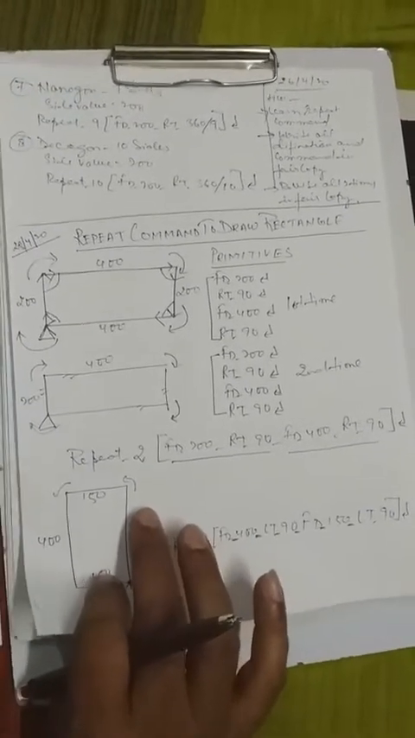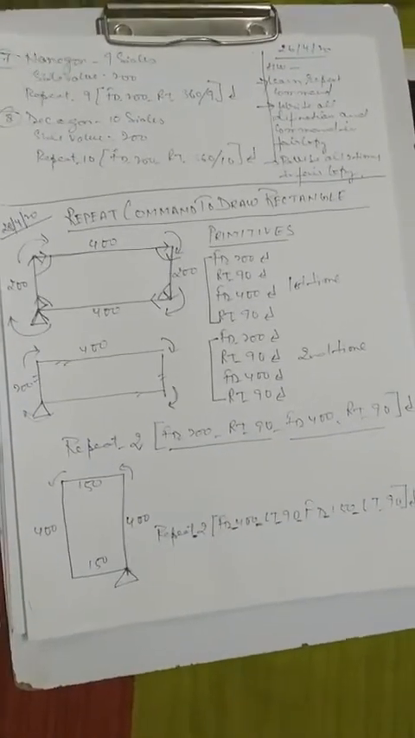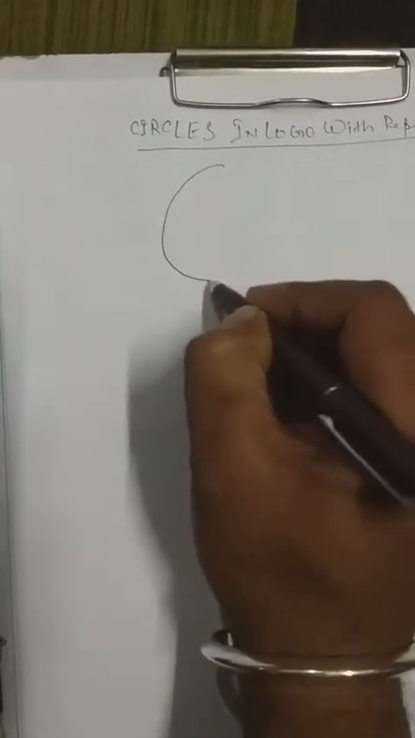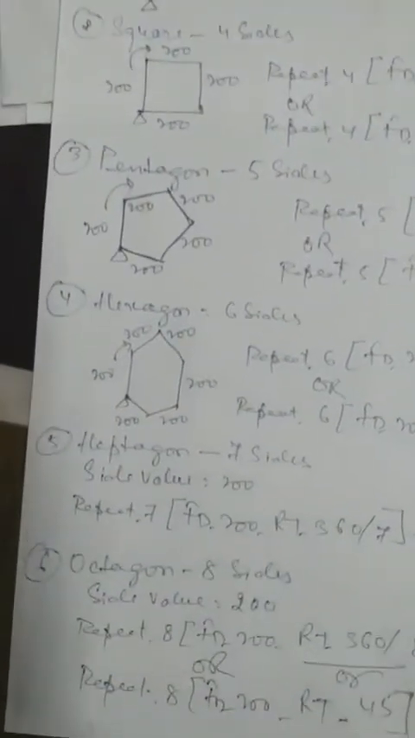So my dear children, after this we will discuss circles in logo with repeat command. How to draw circle. Very interesting topic it is, my dear children. Did you see circle? This is full circle. In this full circle, small 36 lines are there. In triangle there are 3 sides, square there are 4 sides, pentagon 5 sides, hexagon 6 sides, heptagon 7 sides, octagon 8 sides. So in circles, how many sides are there?